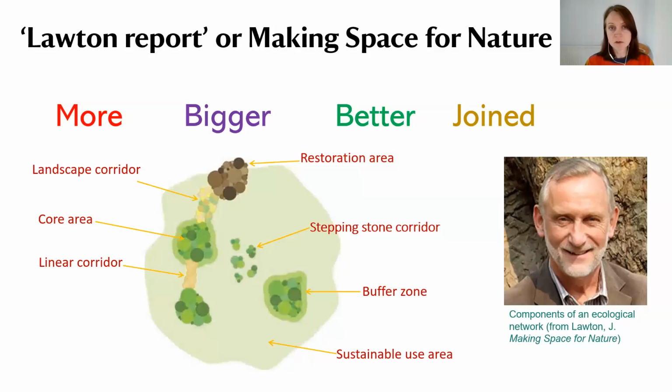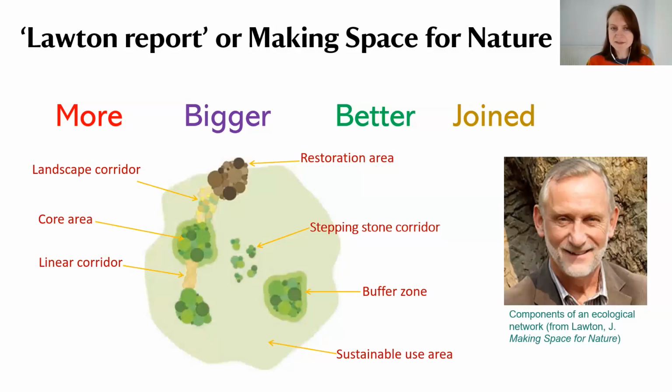So we need more of them. They need to be bigger or buffered around the edge. The quality of them needs to be better, so the habitat within those areas needs to be better. And really, really importantly, they need to be joined up. So that's all about habitat connectivity, wildlife corridors. And this little schematic diagram illustrates that really.